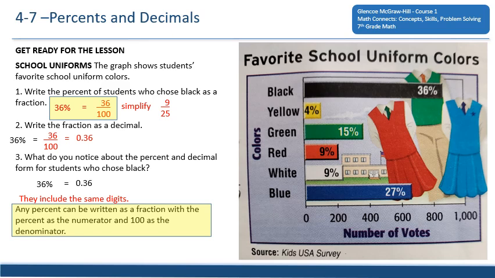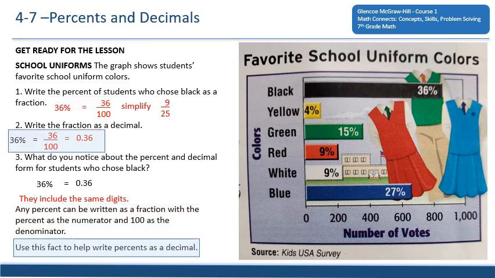Any percent can be written as a fraction with the percent as the numerator and 100 as the denominator. So in our example above, 36% we rewrote as a fraction, 36 in the numerator, 100 in the denominator, so it's 36 over 100. Use this fact to help write percents as decimals. If we do 36% and divide 36 by 100, we get 0.36. Remember, fractions can be division. 36 over 100 is 36 divided by 100.